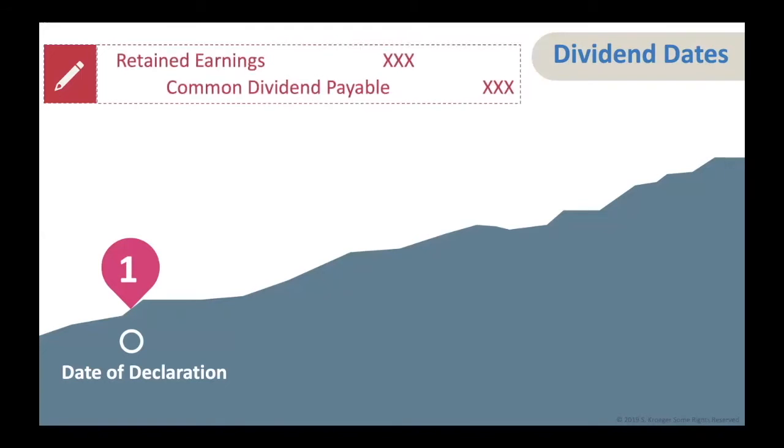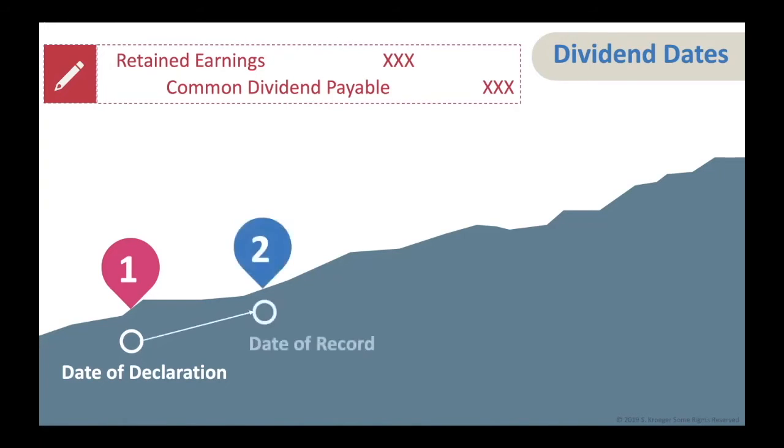The journal entry is a debit to retained earnings and a credit to common dividend payable. Remember that a company's earnings will go into retained earnings, and then dividends are paid from this account. This is why retained earnings is a debit. We are decreasing this account by the amount we are paying out in dividends. The account common dividend payable is being credited because it is a liability account. Liabilities increase on the credit side.